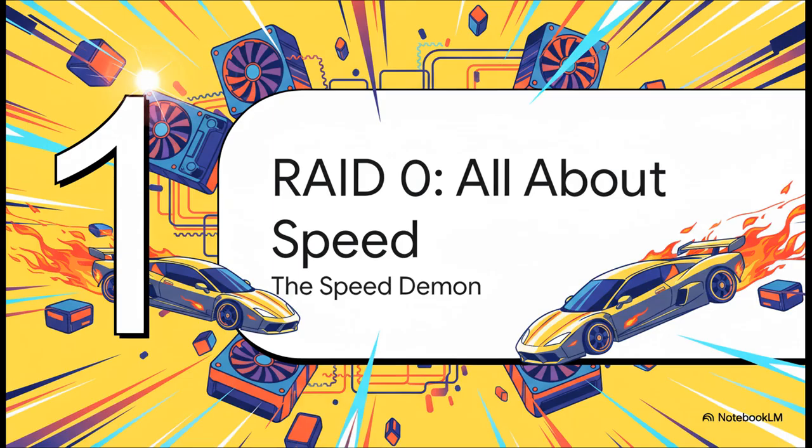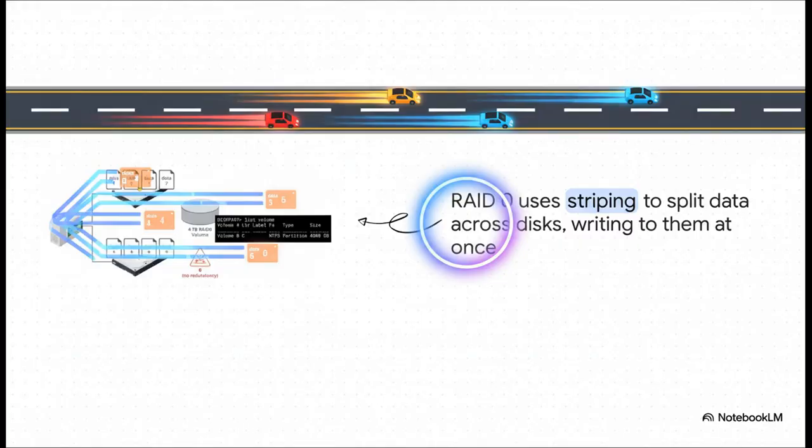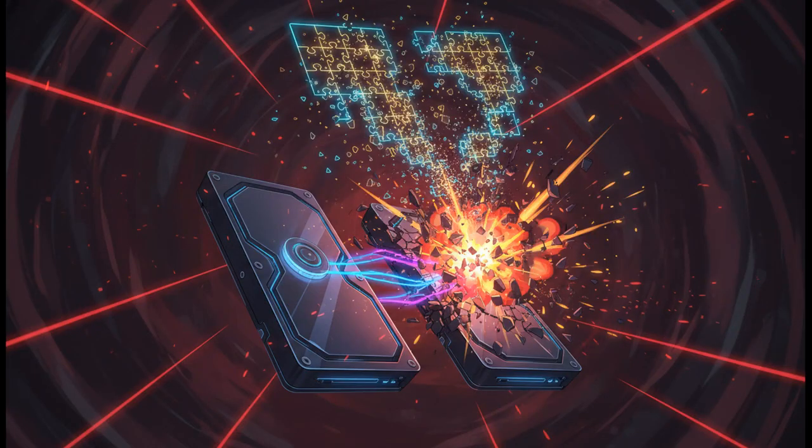So let's kick things off with the absolute speed demon of the bunch, RAID 0. If you need pure, blazing fast performance, and you don't care about anything else, this is the one for you. So, how does RAID 0 get so fast? Well, it uses a really cool technique called striping. Imagine you have a big file to save. Instead of writing that whole file to just one drive, RAID 0 chops it up into little pieces and writes those pieces across all the drives in the group at the exact same time. It's like going from a one-lane road to a four-lane superhighway. Everything just moves so much faster. So you get this incredible performance with a minimum of 2 drives.